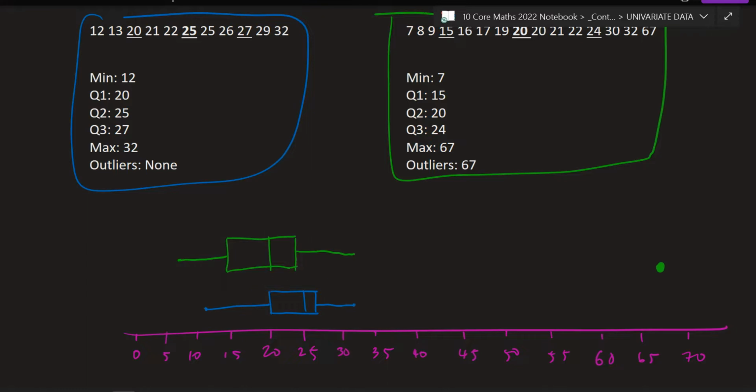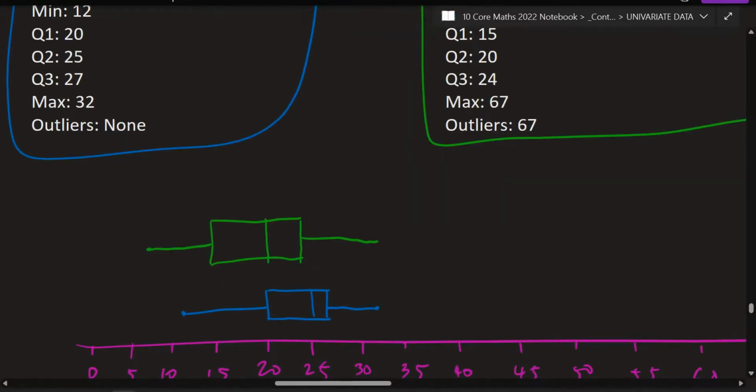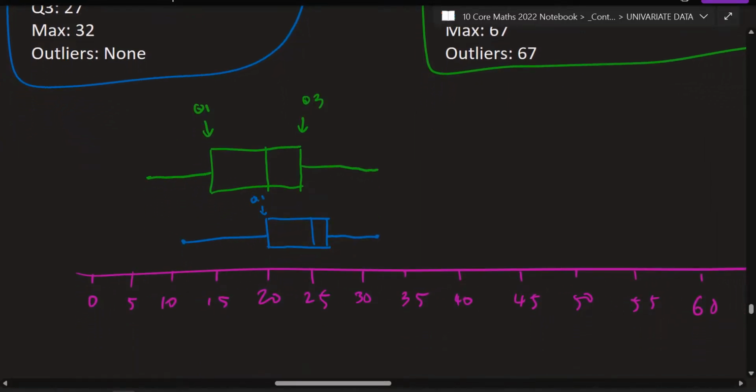And one more thing, what about the ranges? Look at the range. Are they different? Are they the same? Well, make sure you understand IQR and the range as well. So IQR, remember, is the middle 50%. So it's going to be the Q3 and the Q1. Remember that for the IQR, it's Q3 minus Q1, so you need to minus them.